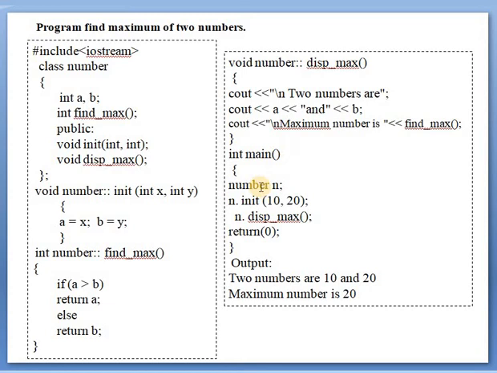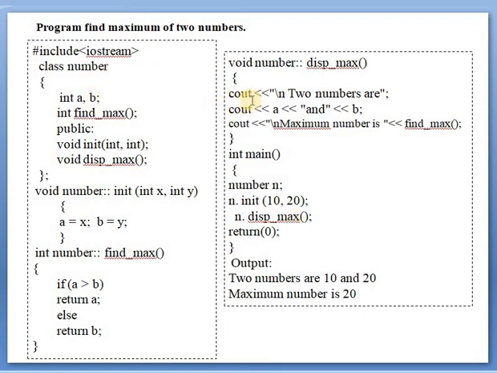Now integer main, Number n. Here Number is a class and n is an object of the class. Now n dot init. Here we are passing the values 10 and 20. Now this 10 is assigned to a and 20 is assigned to b. Now the n dot displaymax function is called.